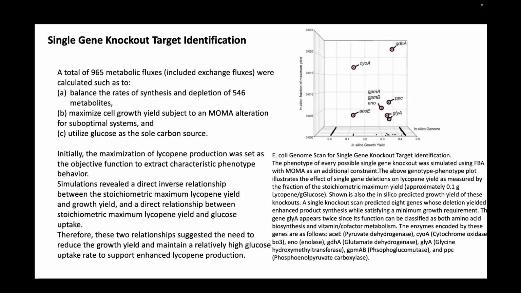Simulation revealed a direct inverse relationship between stoichiometric maximum lycopene yield and growth yield, and a direct relationship between stoichiometric maximum lycopene yield and glucose uptake. Therefore, these two relationships suggest the need to reduce the growth yield and maintain a relatively high glucose uptake rate to support enhanced lycopene production.